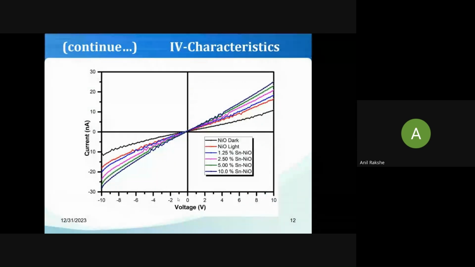These are the IV characteristics which I have obtained for nickel oxide and different concentrations of tin doped nickel oxide nanostructures. Again, here also different efficiencies for the different types of tin doped nickel oxide nanostructures were significantly observed.